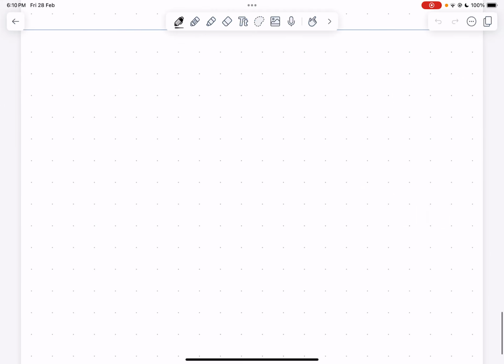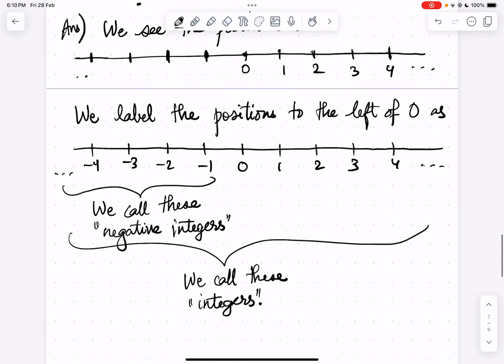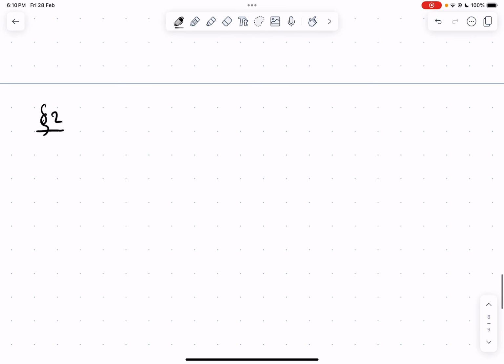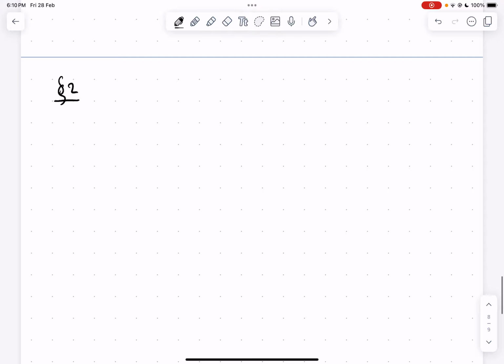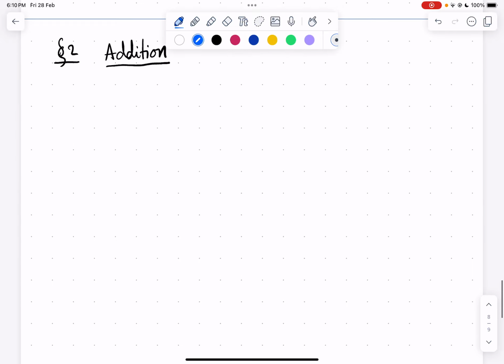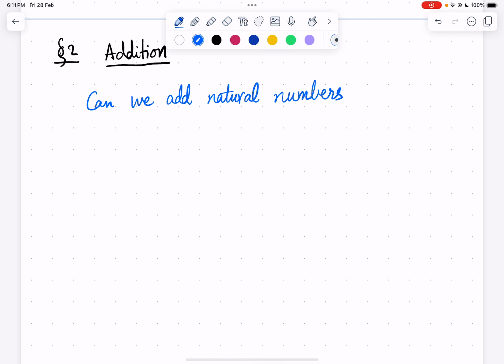So let's continue. We saw what integers are. So now we'll see some operations on integers. So, addition. Let's begin. Can we add natural numbers? This is one question we can ask.